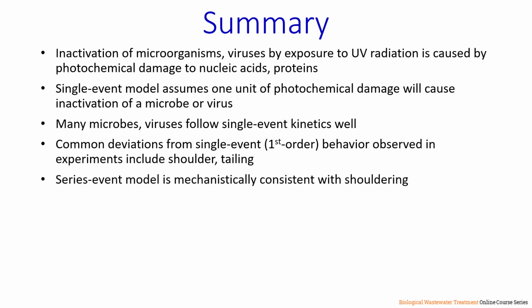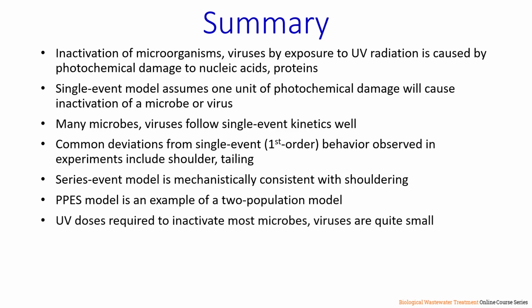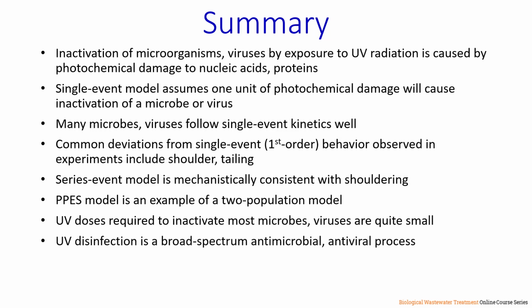The series event model provides a mechanistically consistent explanation for this behavior, and mathematically it also is able to describe the behavior that we observe in those sorts of experiments where shouldering is evident. The PPES model is an example of a 2-population model that can account for the effects of both shouldering and tailing. More broadly, the UV doses that are required to inactivate most microorganisms and viruses are quite small, which allows UV disinfection to function as a broad-spectrum antimicrobial and antiviral process.